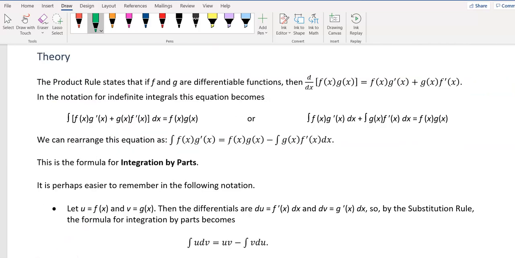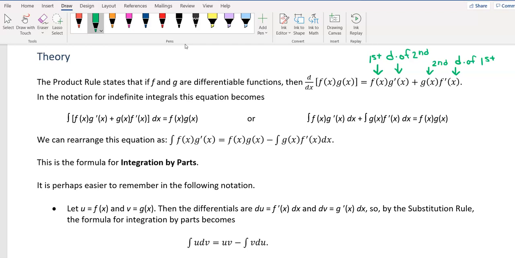The product rule states that if f and g are differentiable functions, then the derivative of f times g is equal to, and this is what you already know, your first function times the derivative of your second plus your second times the derivative of your first. So that you learned in Calc 1.